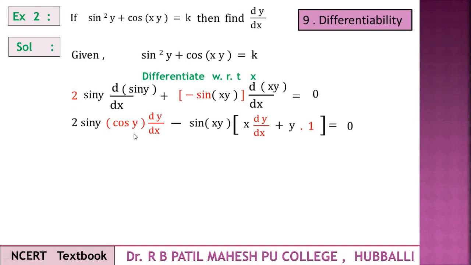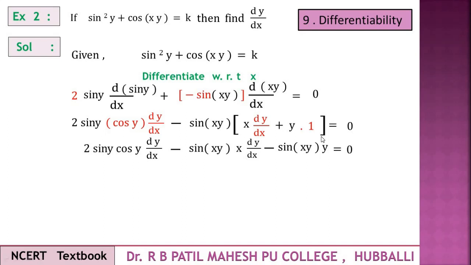So we can write this product as sin. Let me write once again: 2 sin y cos y dy by dx as it is. Next, multiplying this function to the bracket, minus sin xy into the first term, that is x into dy by dx, and this minus into plus is minus, and the function into this is nothing but sin xy into y is equal to 0.